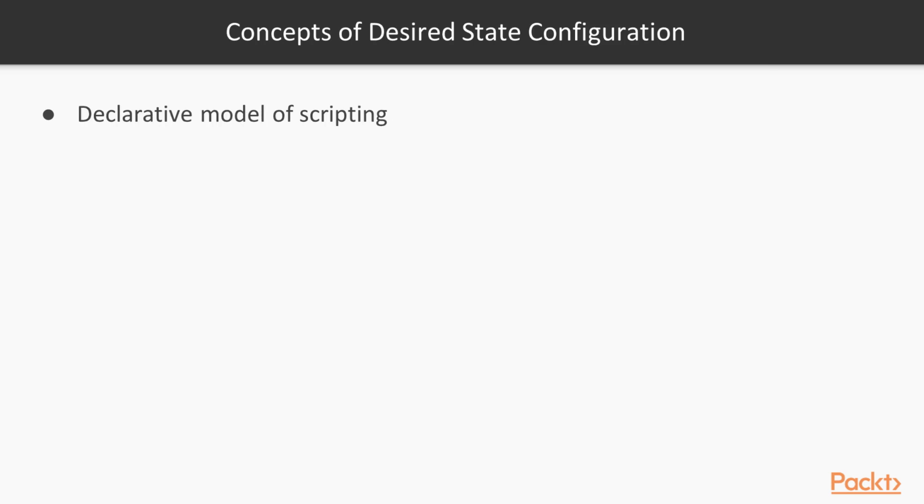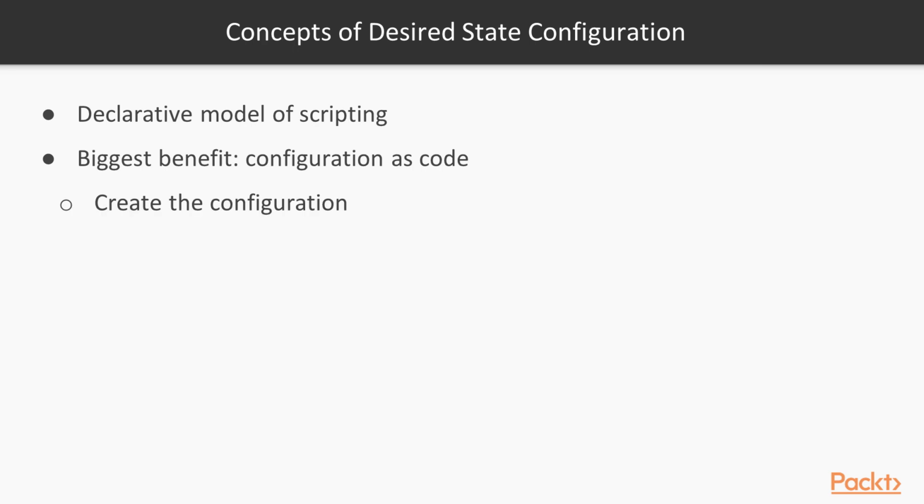What is desired state configuration? Well, PowerShell's DSC is a really powerful way of scripting. In fact, it's a declarative model of scripting. Instead of you telling PowerShell exactly every step of the way to get from point A to point B, you just describe perfectly what point B is, and PowerShell takes care of it for you. And the biggest benefit of this is that we get to define our configuration, our infrastructure, and our servers as code.